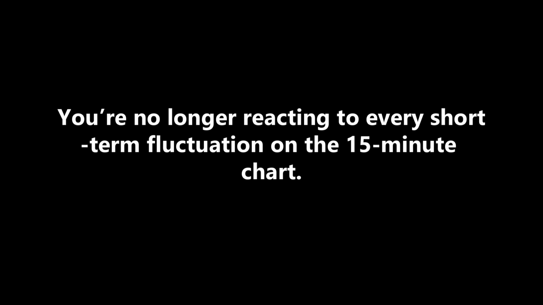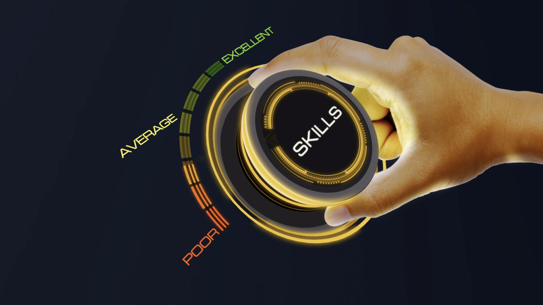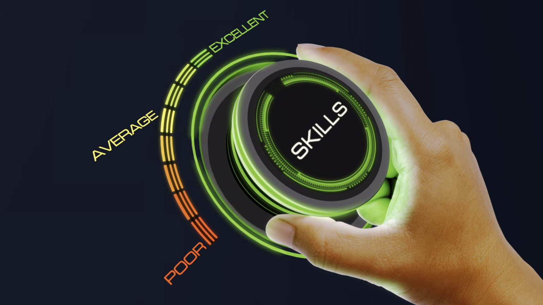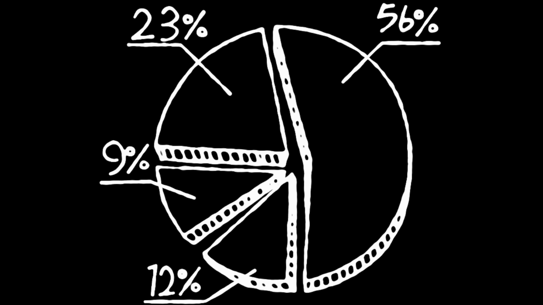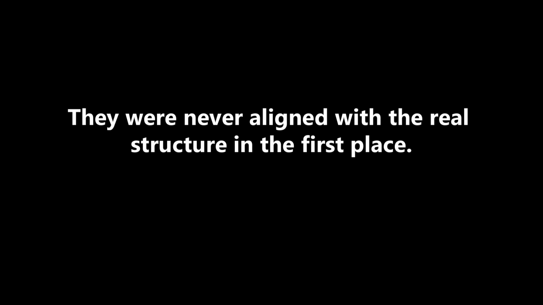And in practice it's simple. You're no longer reacting to every short-term fluctuation on the 15-minute chart. You're filtering those fluctuations through higher time frame behavior that actually carries more weight. And once that shift happens, something interesting starts to occur. A large portion of the trades that used to feel valid simply stop making sense because they were never aligned with the real structure in the first place.